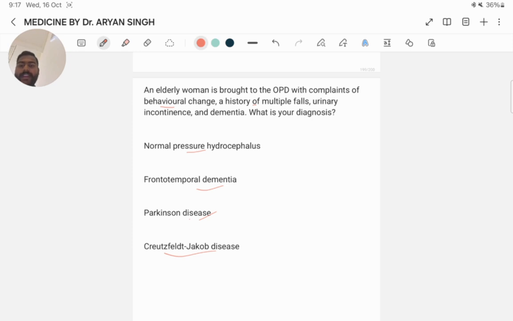Normal pressure hydrocephalus is the best answer, because NPH is characterized by the classic triad of gait disturbance, which can lead to falls, urinary incontinence, and cognitive impairment. Dementia and behavioral change can also be part of the cognitive impairment seen in NPH. This condition is caused by an accumulation of cerebrospinal fluid, CSF, in the brain ventricles without a significant increase in intracranial pressure.